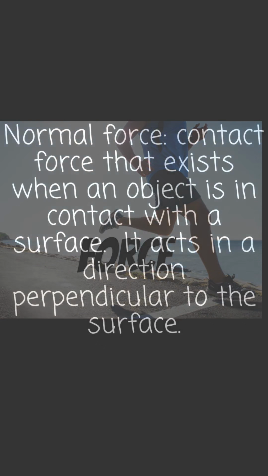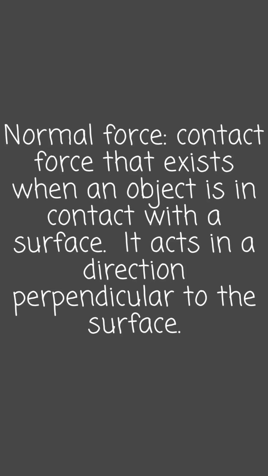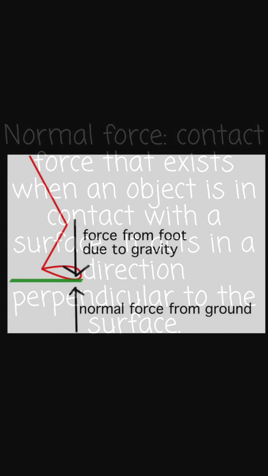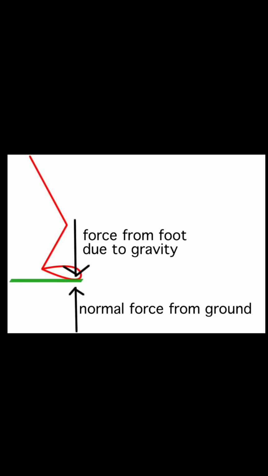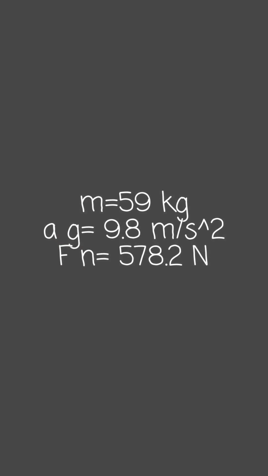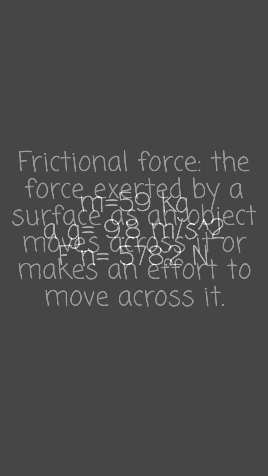A normal force is a contact force that exists when an object is in contact with a surface. It acts in a direction perpendicular to the surface. So a runner would have a normal force when their foot pushes off the ground. If someone's mass was 59 kilograms and the acceleration of gravity on Earth is 9.8 meters per second squared, you'll multiply those to get the normal force of 578.2 newtons.